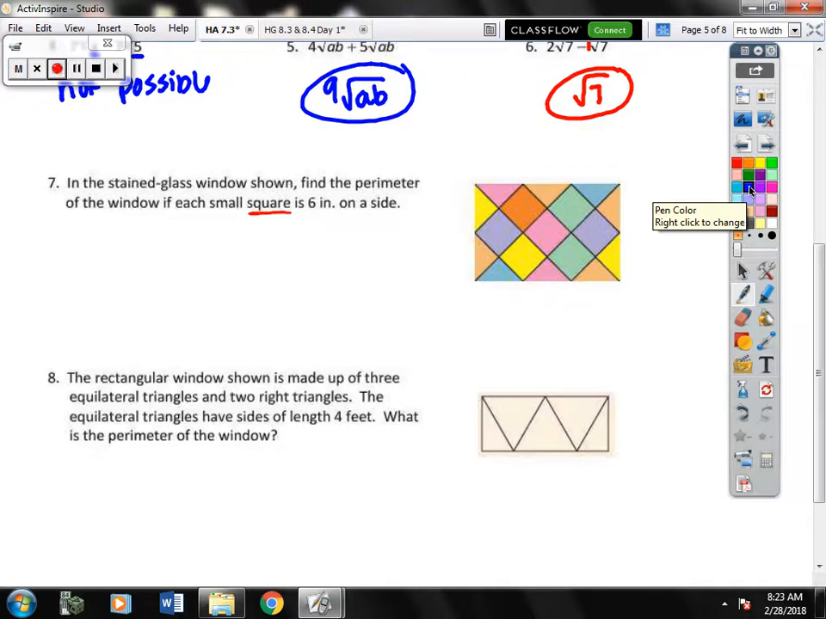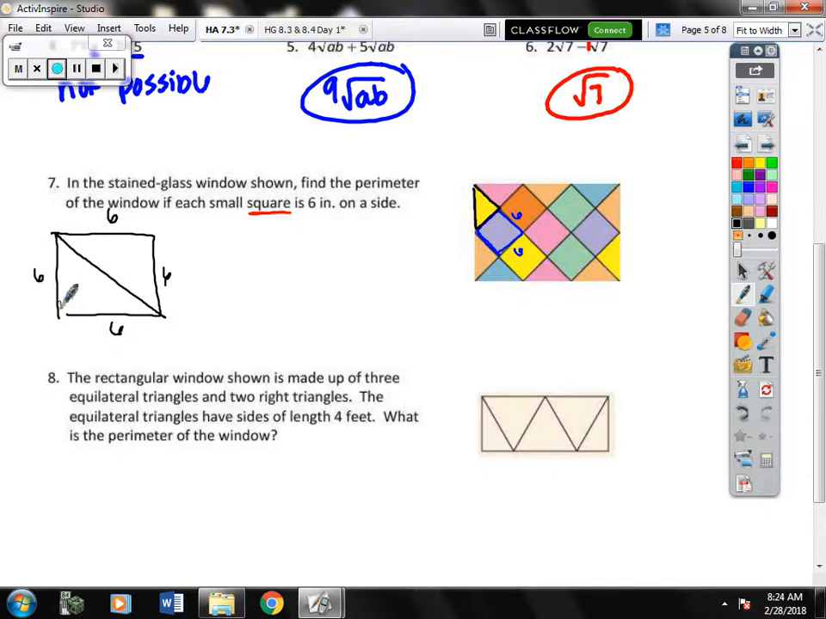Alright, so we are asked to find the perimeter of this whole thing. They tell us that this one square inside is a 6 by 6. Okay? All of them are 6 by 6. So if you notice that the edges of these are half of the square, so whenever you take a square that's a 6 by 6, and we draw in the diagonal, what type of special right triangle is present? Caleb? A 45, 45, 90.